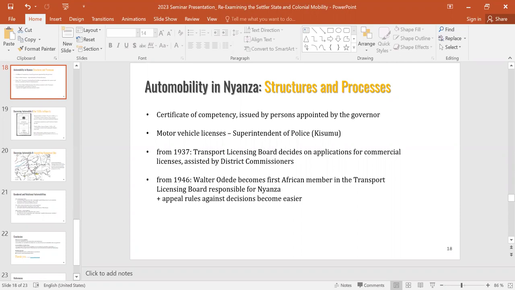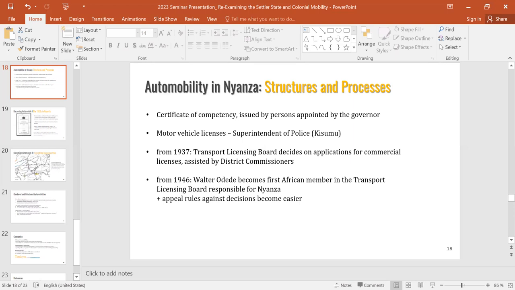From 1937, the Transport Licensing Ordinance instituted a Transport Licensing Board, TLB, which coordinated and controlled transport in the colony. The board only convened twice a year, issuing one of four different licenses to owners of motor vehicles, from hire and reward services to a separate license for goods to the road service license for professional transporters of goods and passengers. In this system, the prospective transporter needed the approval of the district commissioner, who advised the licensing board on the application.